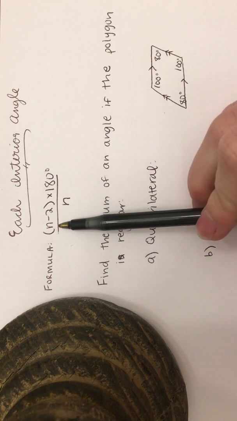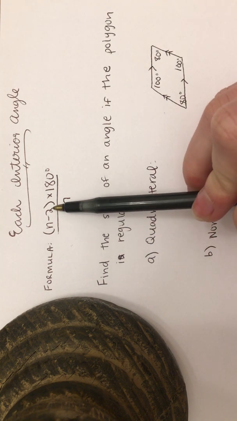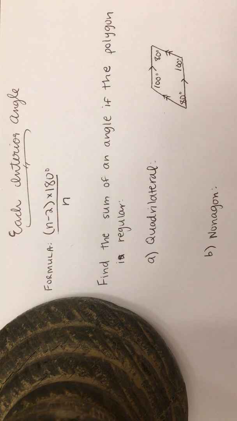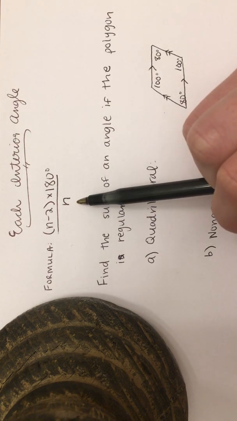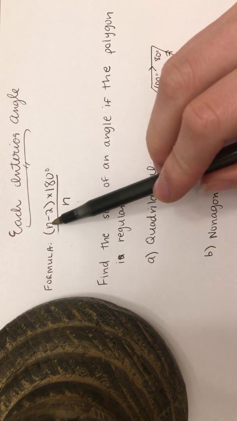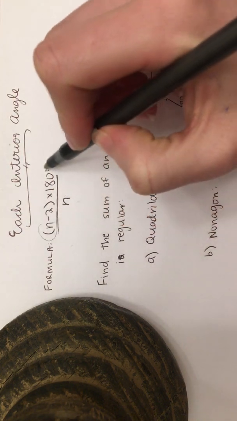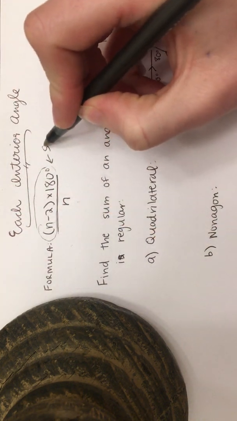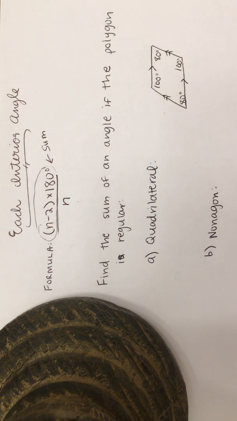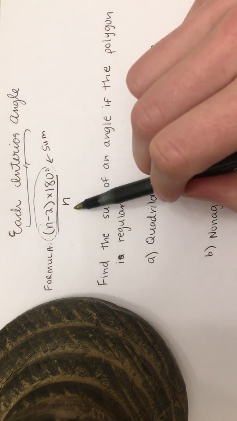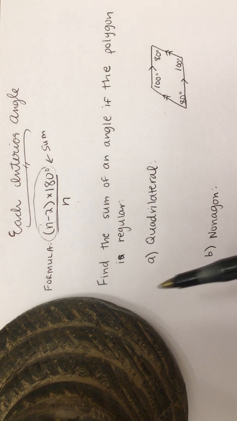So the formula here, this should be recorded in your learning log, is (n minus 2) times 180 divided by n. And n, again, is the number of sides. If you notice, the top part of the formula gives you the sum, which you will need to be able to find. Then your next step is to take that sum and divide it up evenly. So down here, we're going to look at some examples.